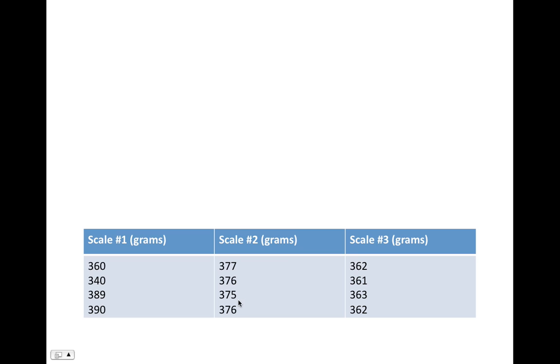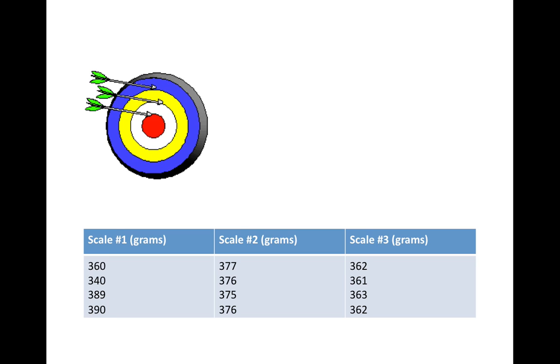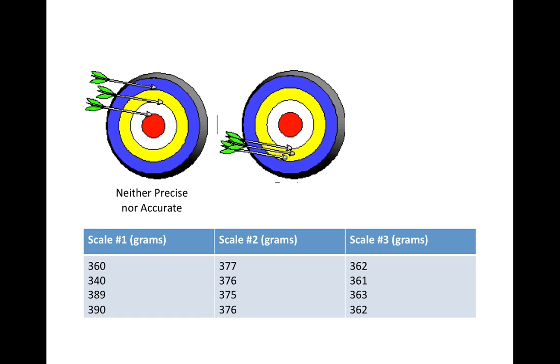So, looking at these, let's go back to the first scale and see what this is. These measurements kind of look like this. They're spread out, but they're not really hitting the mark. So they're not precise and they're not accurate. Over here, you've got your numbers closer together. But remember, the action figure weighed 363 grams. So it's precise, but it's not accurate.